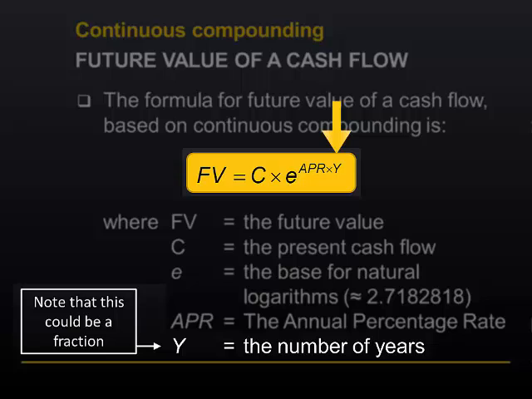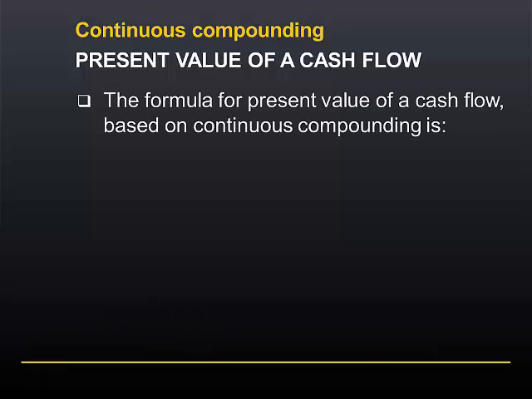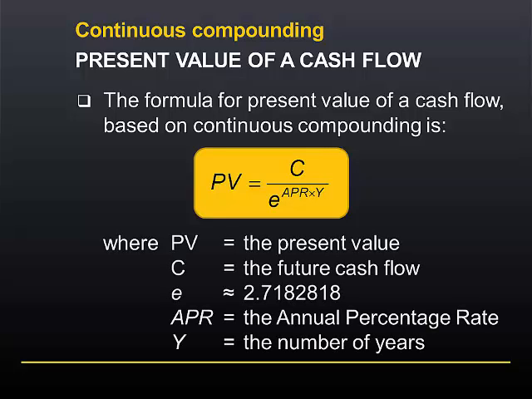Note that this calculation can be performed over periods of less than a year, and therefore Y will be a fraction. The formula for the present value of a cash flow based on continuous compounding is C divided by E to the power of APR times Y, where all of the variables have the same meanings as in the previous formula.